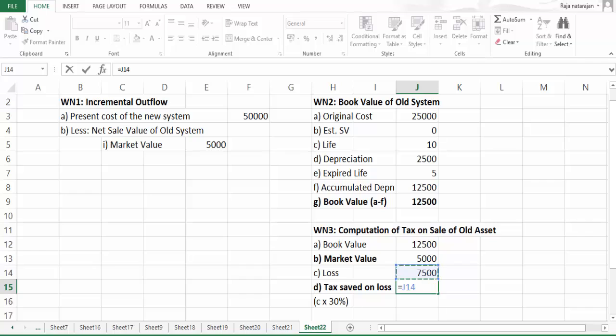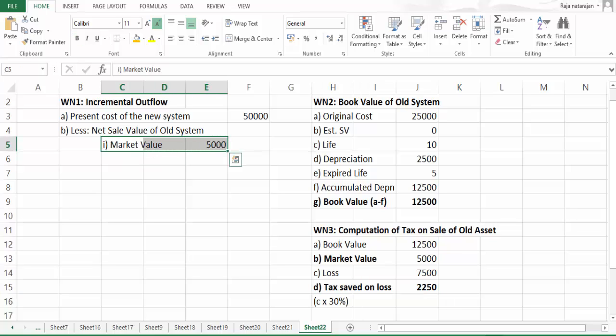Okay. So here, let me capture it: 7,500 into 30%. The tax saved on loss is 2,250. So if the company is going for a new project by selling the old system, they are going to get this market value, no doubt about it, but they are also going to save on tax. So that is also going to be an inflow, because savings are considered as inflows.